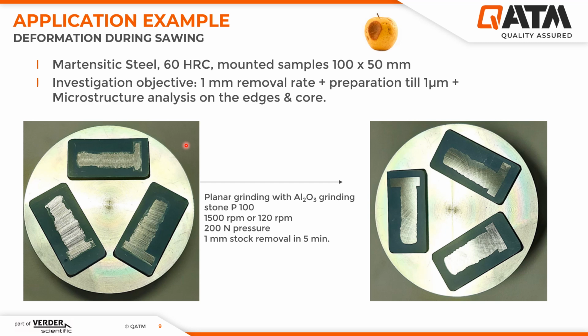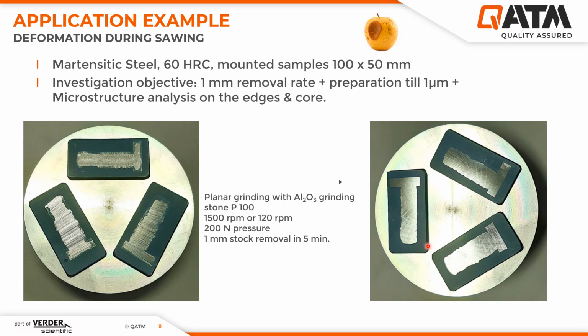We have 3 samples of martensitic steel with a hardness of 60 Rockwell C. These steel samples are mounted and have a size of 100 to 50 millimeters. The objective of the investigation is to remove 1 millimeter to remove the deformations on the cutting surface. Then a preparation down to 1 micron should take place, followed by microstructure analysis and also hardness testing on the edge and core of the sample.